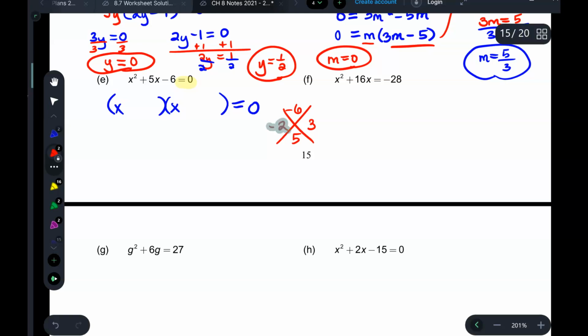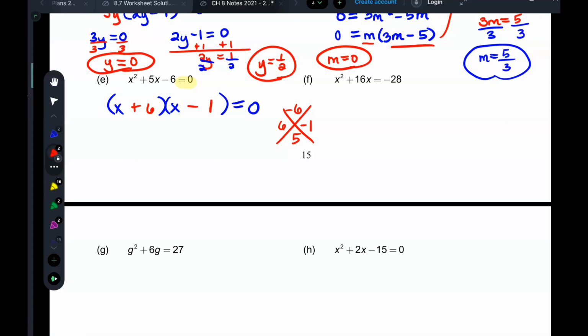Or -2 and -3. But if it was -2 and -3, doesn't that multiply to give us a +6? It would be 6 and 1. It'll be 6 and -1. So I'm going to put +6 -1 here.